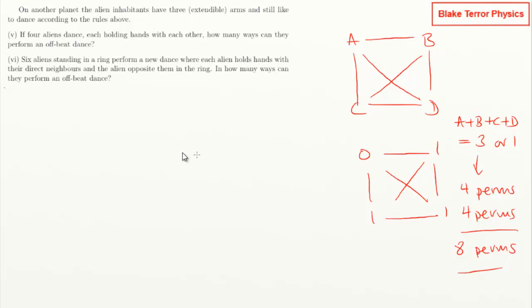Okay. And then the last part: 6 aliens standing in a ring perform a new dance where each alien holds hands with their direct neighbours and the alien opposite. Right, okay. So we've got A, B, C, D, E, F. We've got this ring around the outside, and then this crisscross going on in the middle.